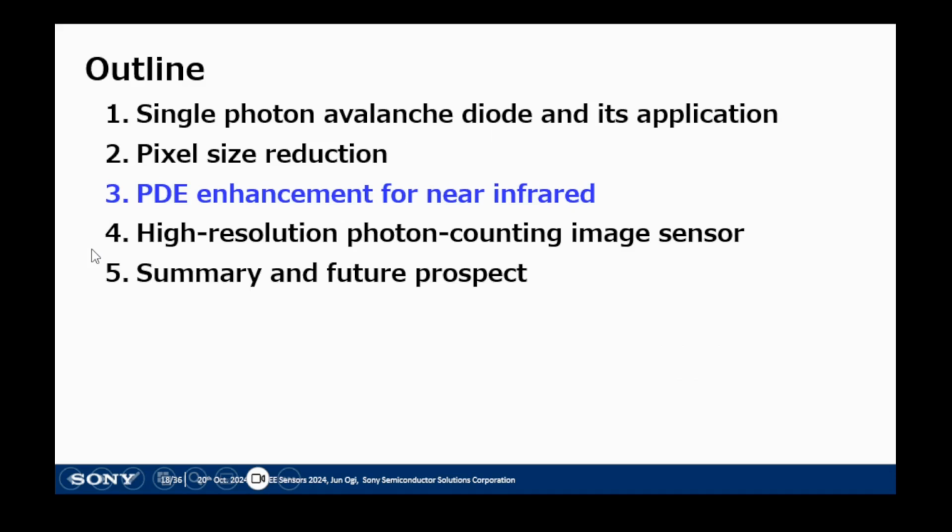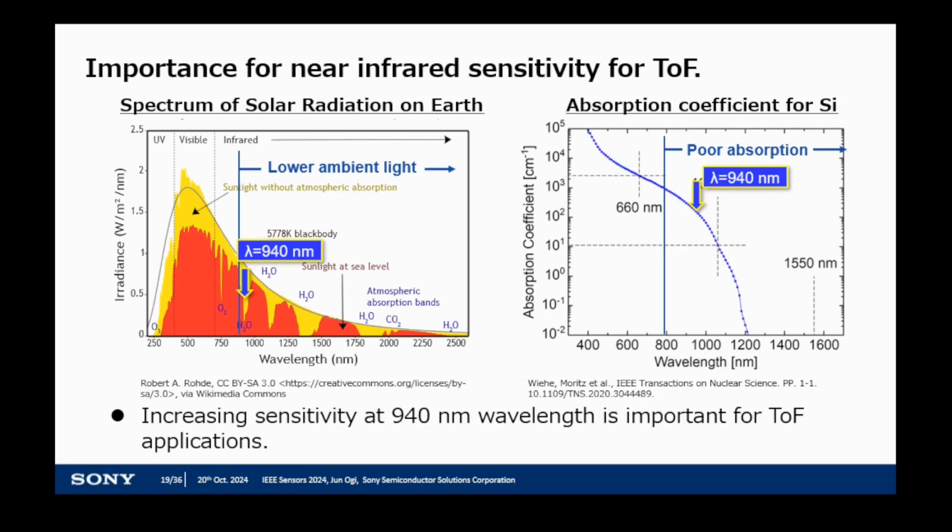And next, I would like to introduce a unique technique to enhance PDE for near infrared. For time of flight applications, 940 nanometer wavelength light is mainly used because the ambient light from sunlight is small at this wavelength. However, the absorption coefficient of silicon is low at the 940 nanometer wavelength, thus increasing the sensitivity at 940 nanometer wavelength is important for time of flight applications, as you know.